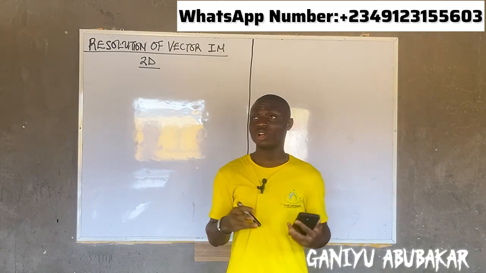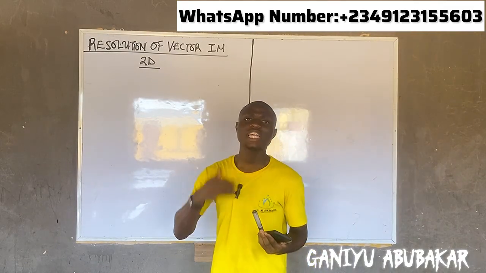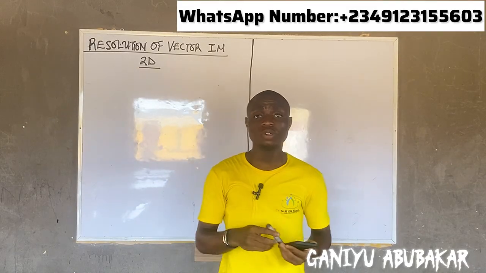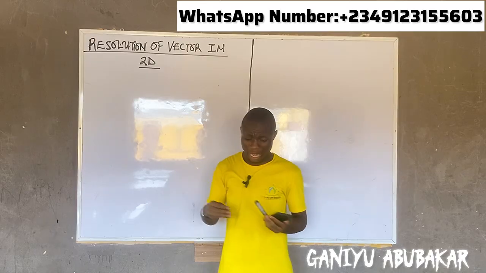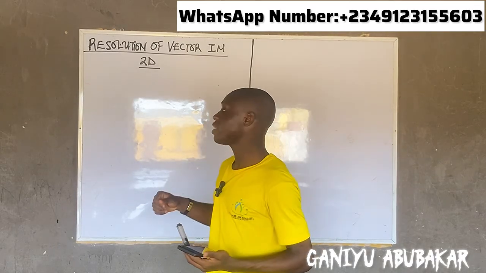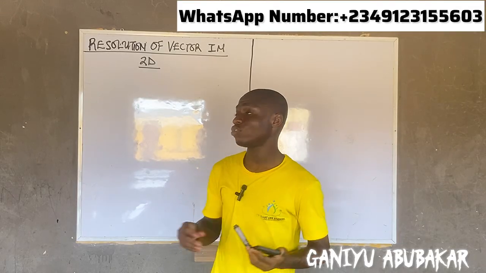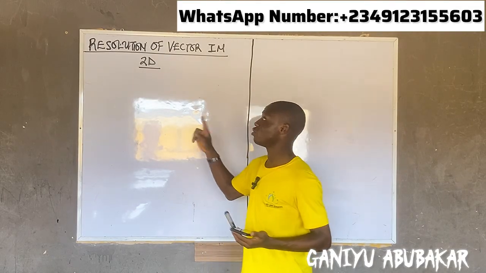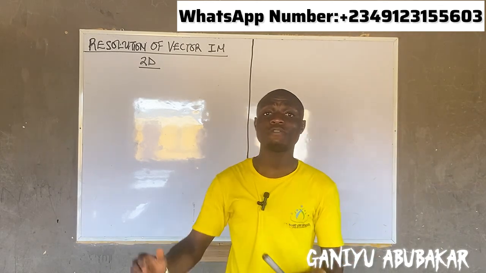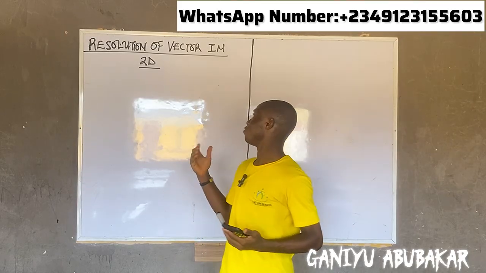We're going to study resolution of vector in 2D. Let's look at the concept of resolution of vector in 2D. We'll look at the definition of this, and then we'll look at the concept of resultant. Aside from that, I'll also look at some basic concepts you should be familiar with when it comes to resolution of vector in 2D, and then from there we'll build up by solving several past questions in the study of resolution of vector in 2D.